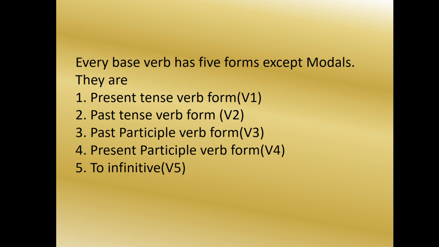Every base verb has 5 forms except modals. They are present tense verb form, which we denote with V1, past tense verb form denoted with V2, past participle verb form denoted with V3, present participle verb form denoted with V4, and to infinitive denoted with V5.